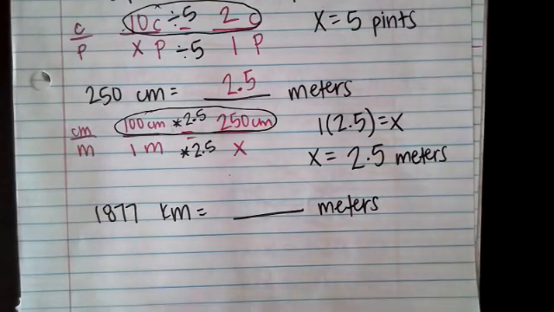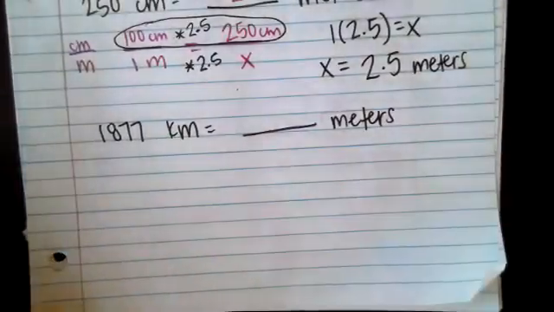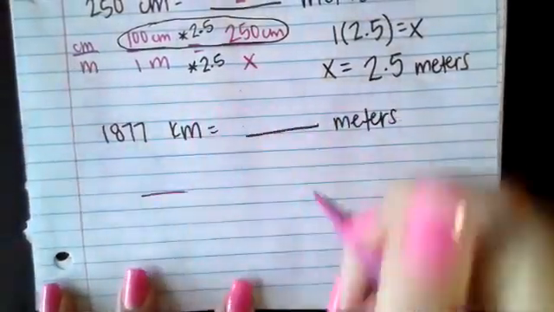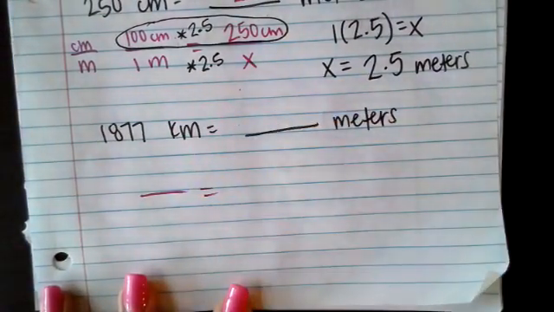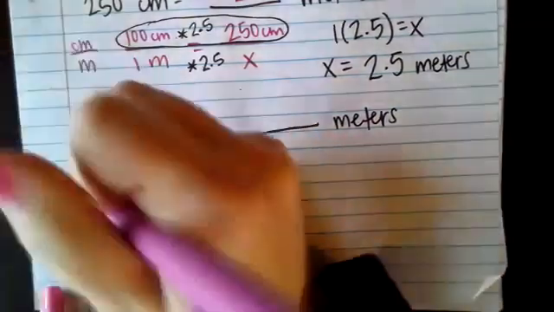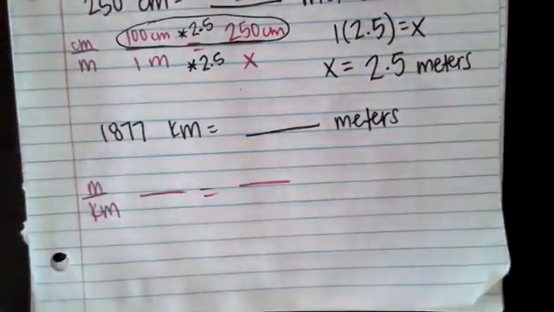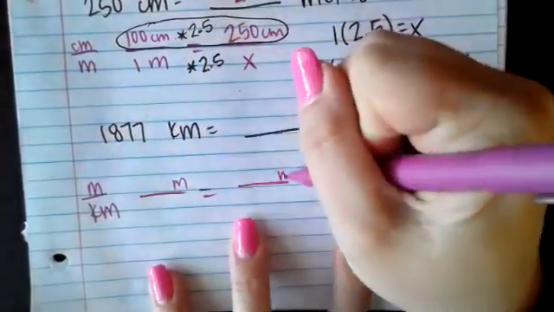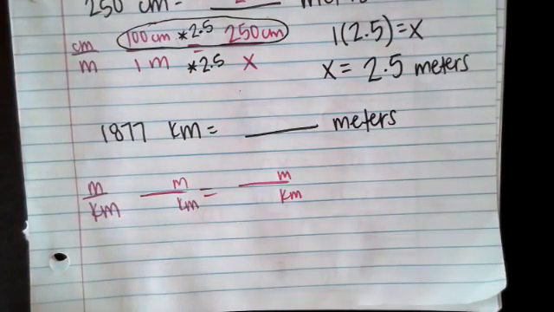Okay, so let's look at the last example. And again, all we're doing is setting up fractions and then solving for the missing piece. So I have 1,877 kilometers is equivalent to how many meters? So in this case, I'm going to do meters to kilometers. You could do kilometers to meters. It's up to you. I'm just going to do it this way. If I put my units within the proportion, this can kind of help me place the numbers.